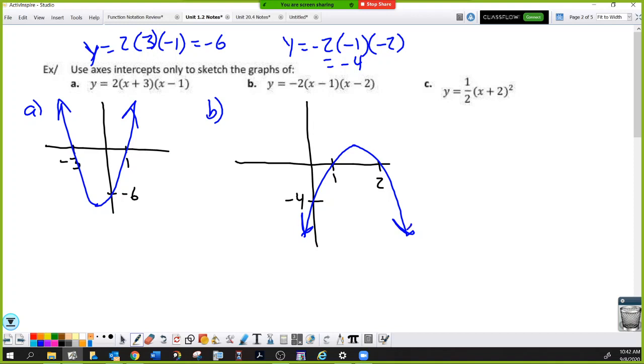So when it's telling you to sketch, they mean sketch. It is rough. It just said intercepts. It's the only thing to care about.